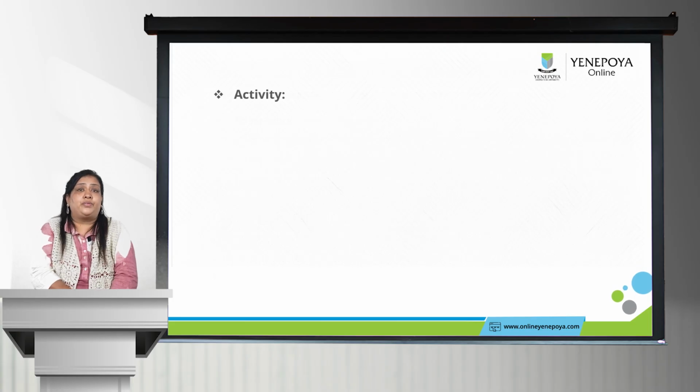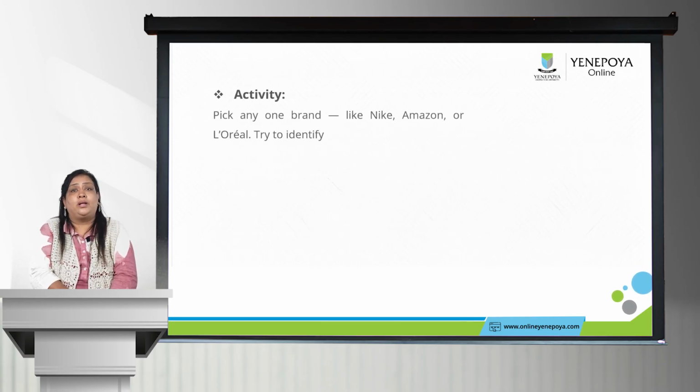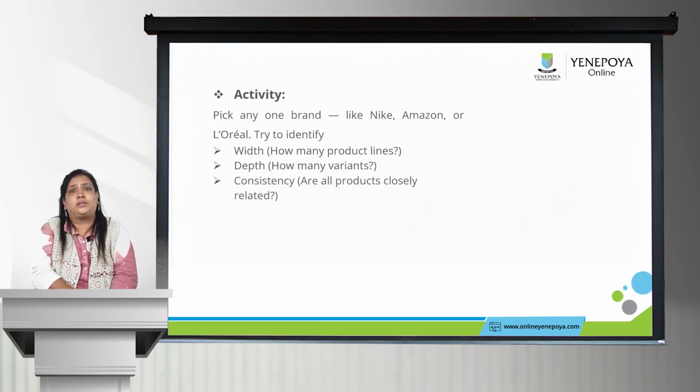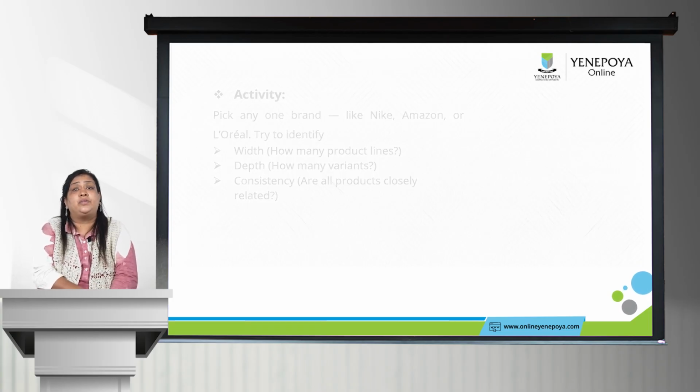I have got one activity for the students. Pick any one brand like Nike, Amazon, or L'Oreal. Try to identify the width, how many product lines there are, and identify the depth of the product, like how many variants there are, and also try to find out the consistency. Are all products closely related? Drop your observation in the class forum. And this strategy, we will discuss later.